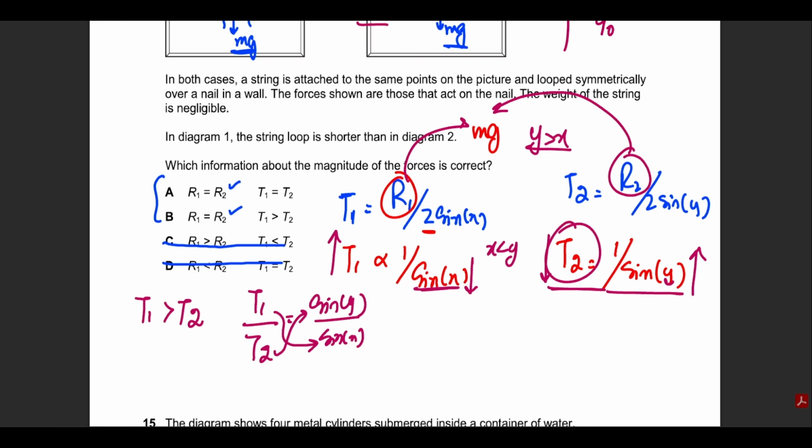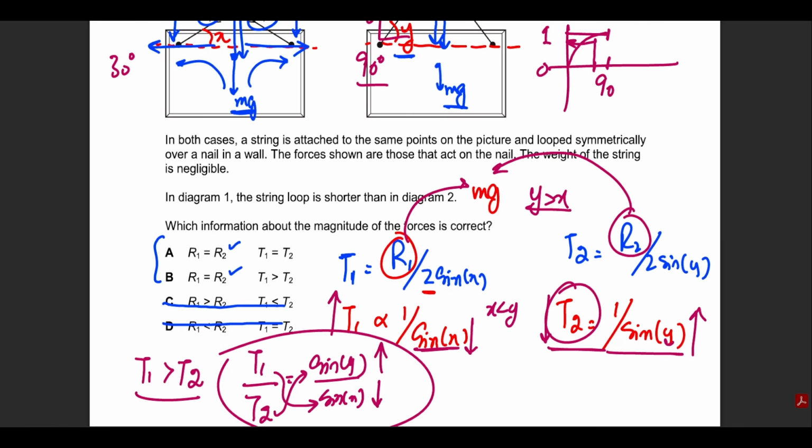And since y is greater and x is smaller, this ratio has to produce an answer greater than 1, and that can only happen when t1 is greater than t2. So there are multiple ways to look at this and visualize this. The answer should be t1 greater than t2, which is option B.